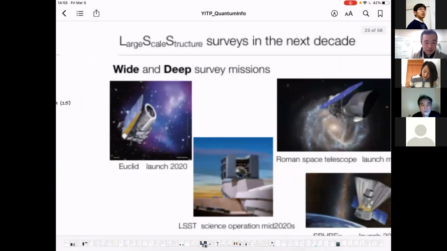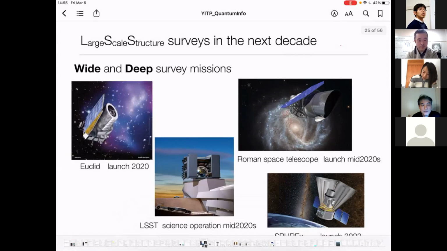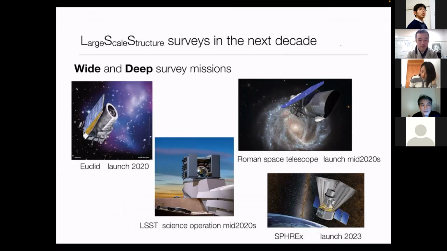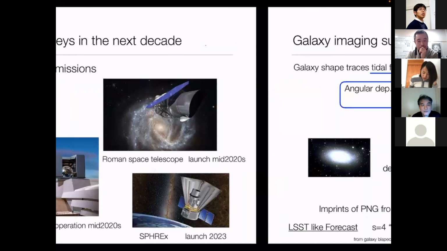But let me also emphasize that the next decade is the era of the large-scale structure surveys. Those surveys will tell us about the wide and deep skies, especially Euclid, LSST and the Roman Space Telescope, the imaging surveys, which are going to observe the shapes of the galaxies with increased precision. So it would be nice to discuss the potential of those imaging galaxy surveys. And this is more or less the end of my talk.